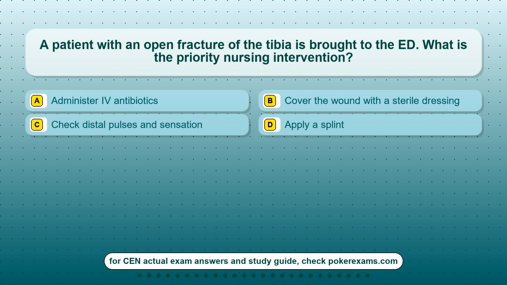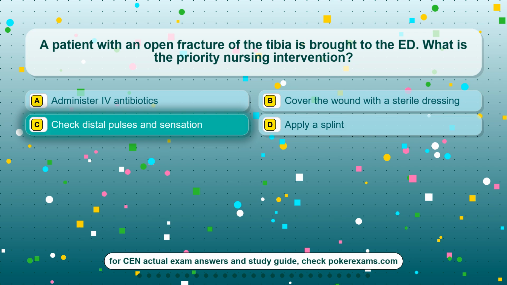Question 18. A patient with an open fracture of the tibia is brought to the ED. What is the priority nursing intervention? Option A, administer IV antibiotics. Option B, cover the wound with a sterile dressing. Option C, check distal pulses and sensation. Option D, apply a splint.